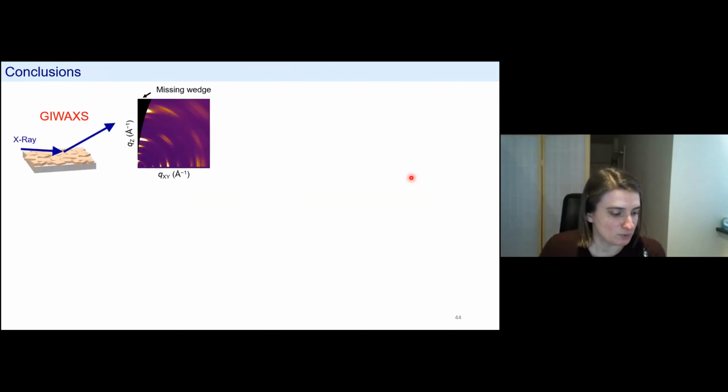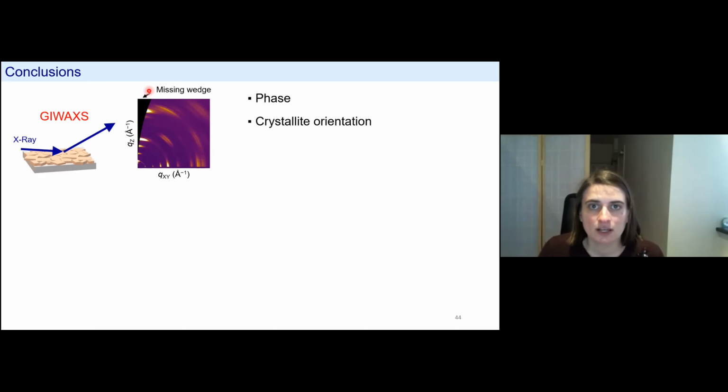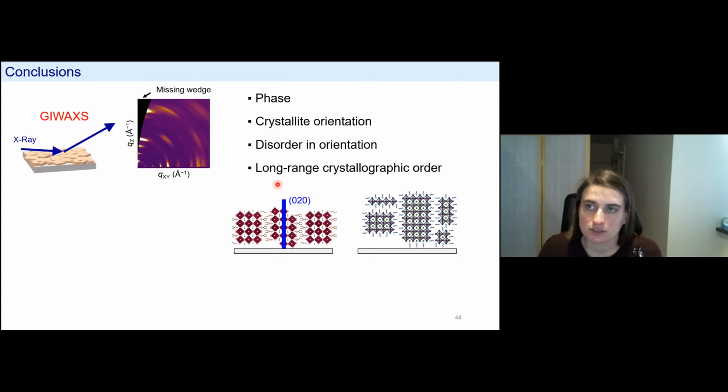So, to summarize, today I talked about GIWAXS, this very powerful technique where the X-rays come in at grazing incidence and give you these 2D patterns that probe most of reciprocal space. I discussed what these axes mean and why there's this missing wedge. You get a lot of information from this, like the phase, the crystallite orientation, how disordered this orientation is, and then also information about the long-range crystallographic order. Do you have stacking of the same 2D slabs on top of each other, or do you have this kind of intergrown phase mixture?